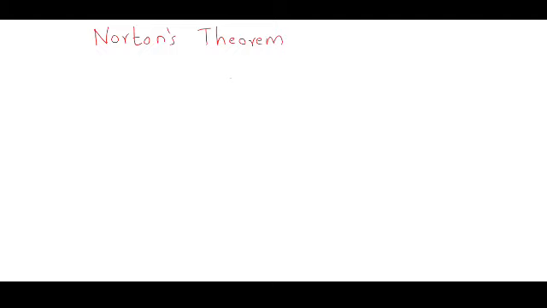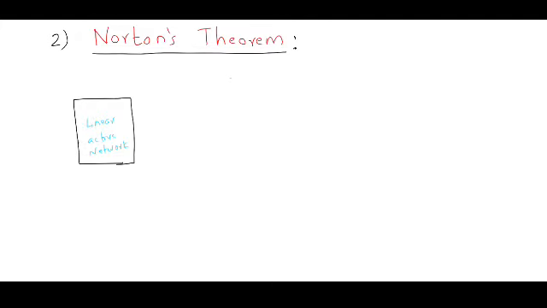Hi dear students, now we discuss the second theorem, that is Norton's theorem. This is the second network theorem. According to Norton's theorem, a linear active network, which I explained in the last class, a linear active network with two output terminals A and B.